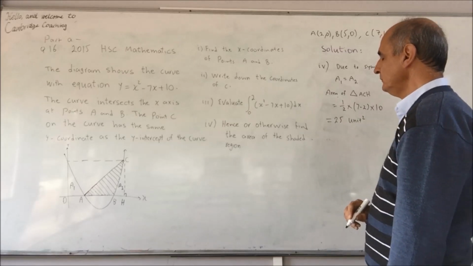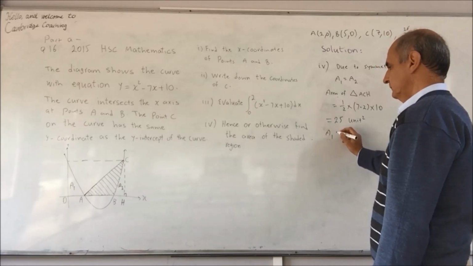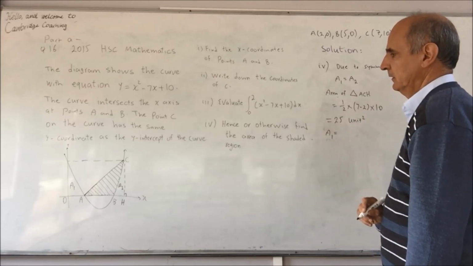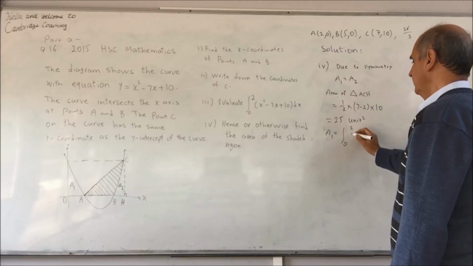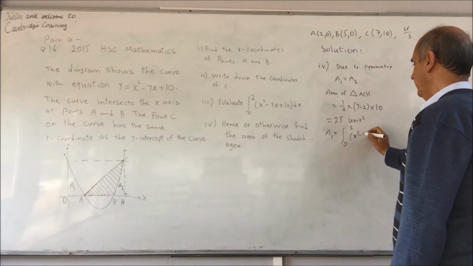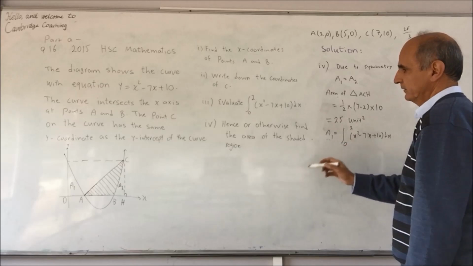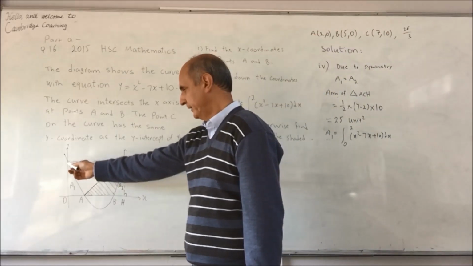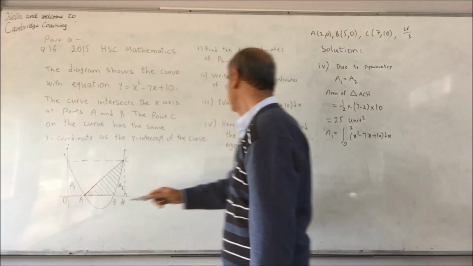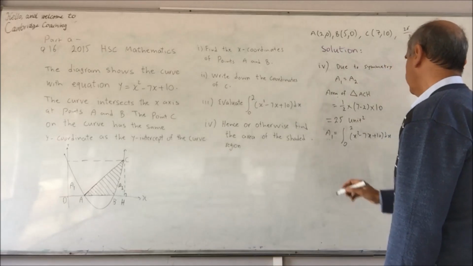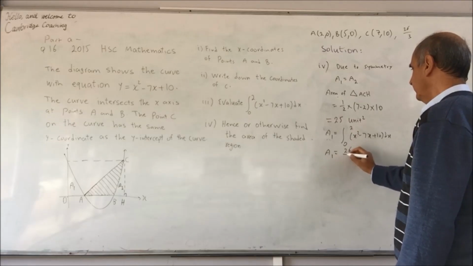Alright, now area 1. Area 1 is the same as the integral that we had in the previous part 3, because it is the area under the curve from 0 to A, which has x coordinate 2, so 0 to 2. And we found that to be equal to 26 on 3.